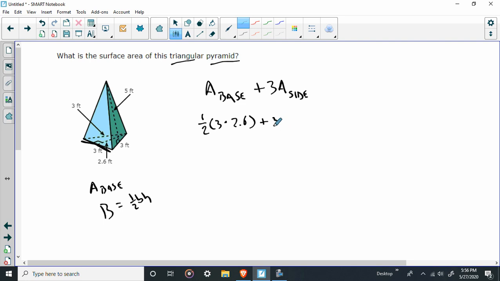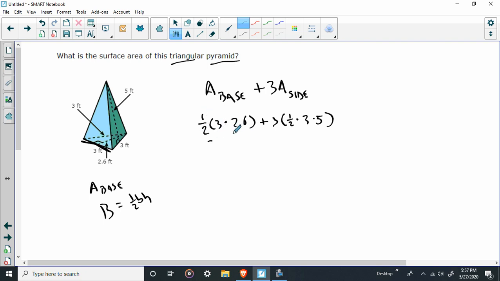And the area of each side will be 3 times what? 1/2 of the base, 3, times the height, which is 5. 3 times 5, okay? 3 times 2.6, well, I don't know that off the top of my head. Maybe you do. Doing it on my calculator, 3 times 2.6 is 7.8, and 1/2, so 7.8 divided by 2. So this is this right here when you multiply these three things, and you can drop these parentheses. It's all multiplication, 1/2 times 3 times 2.6.